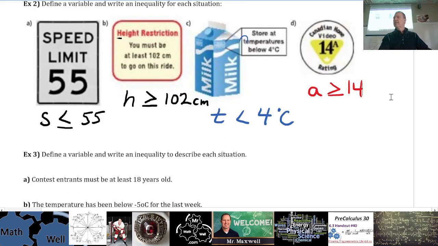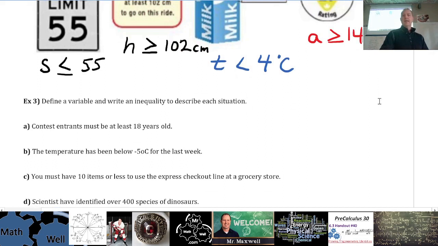Any questions on that? Because if you understand this, that's what you need. You need to understand these situations. That's great. Okay. Example 3. Define a variable and write an inequality to describe each situation. A. Contestant entrance must be at least 18 years old. At least 18 years old. So let's say A is age.